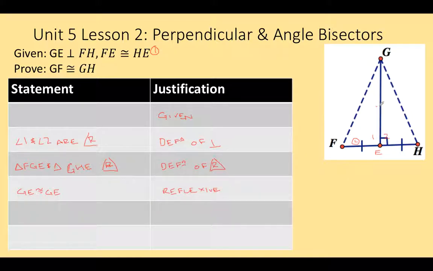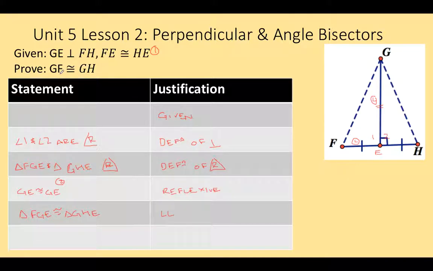And let's see, this would be the second piece of information that I need, the second clue. This is also a leg. Okay, the hypotenuse being the one on the opposite of the right angle. So both of these are legs. So the triangles are going to be congruent. Triangle FGE is going to be congruent to triangle GHE, and that's by the LL theorem.